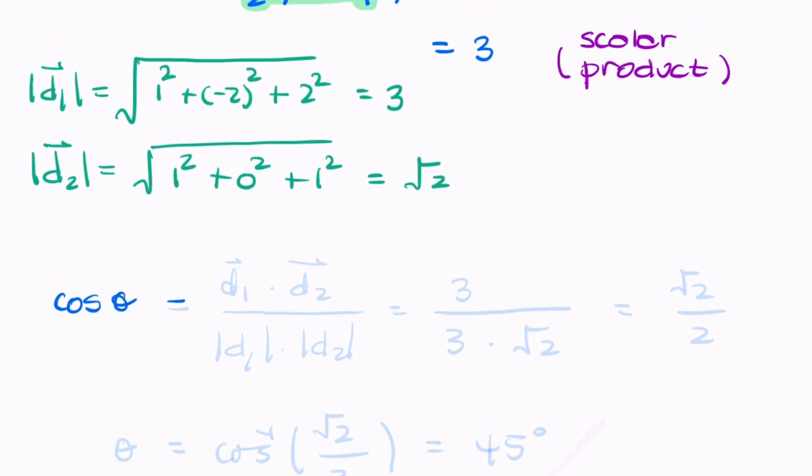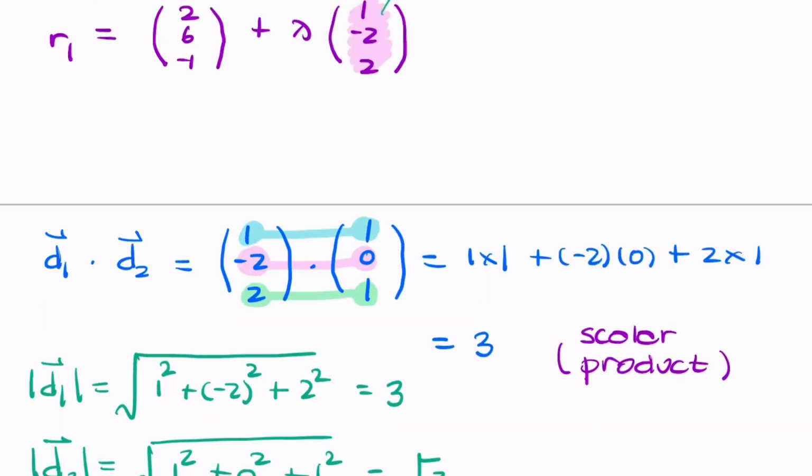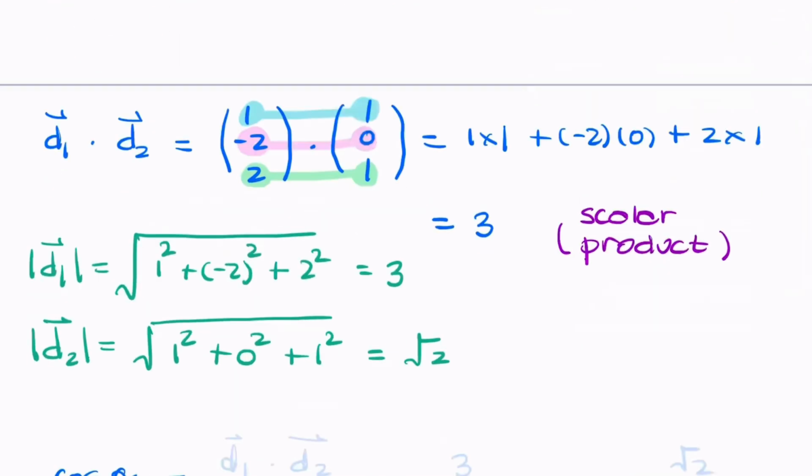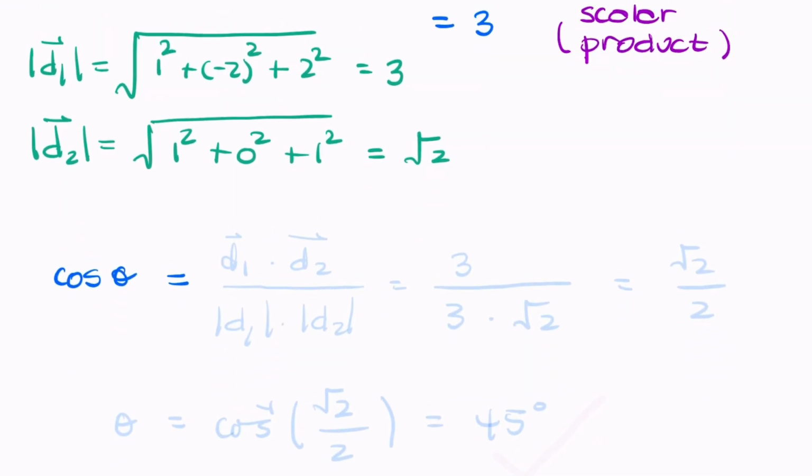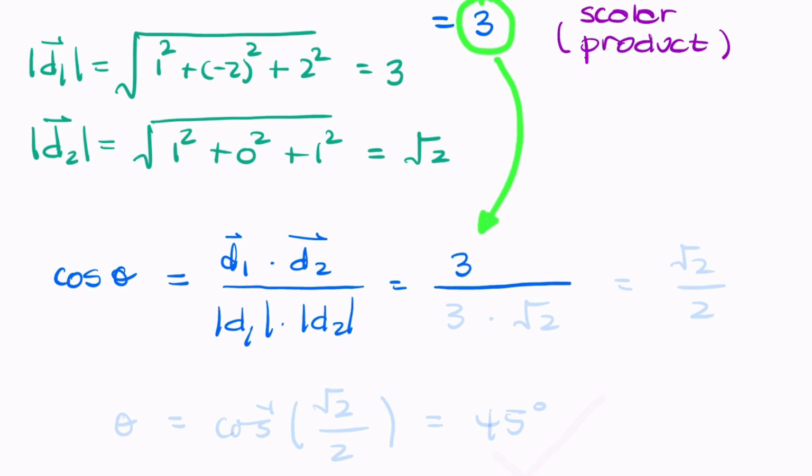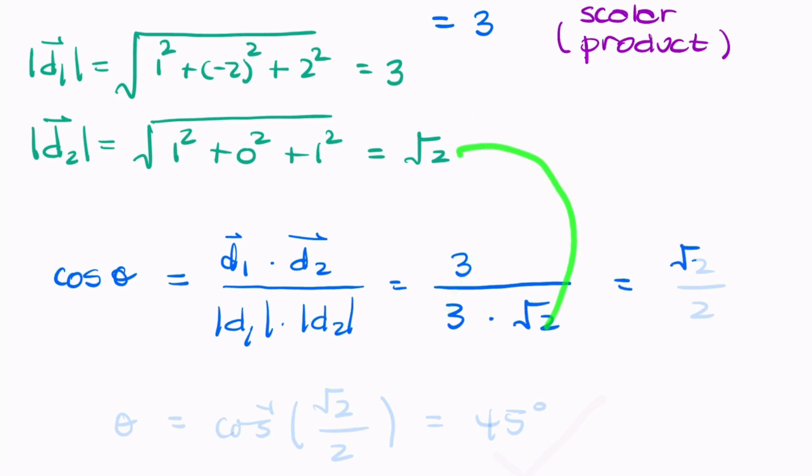So cosine theta equals d1. So let's just take the formula from here. It's d1 dot d2 over the modulus of d1 times the modulus of d2. So the dot product was 3. So it's 3 divided by 3 times root 2, which is root 2 over 2.